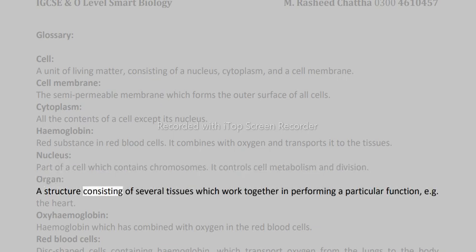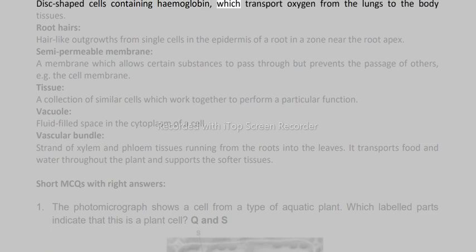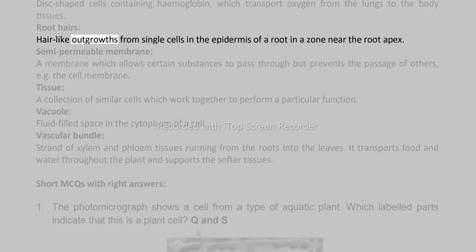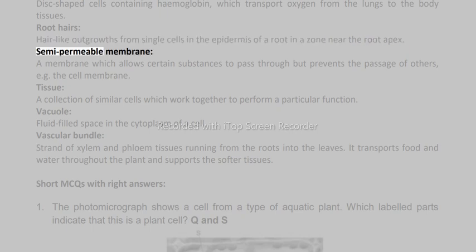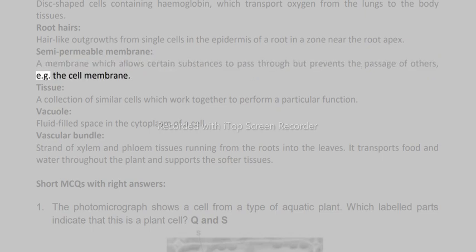Organ, a structure consisting of several tissues which work together in performing a particular function, e.g. the heart. Oxyhemoglobin, hemoglobin which has combined with oxygen in the red blood cells. Red blood cells, disc-shaped cells containing hemoglobin which transport oxygen from the lungs to the body tissues. Root hairs, hair-like outgrowths from single cells in the epidermis of a root in a zone near the root apex. Semipermeable membrane, a membrane which allows certain substances to pass through but prevents the passage of others, e.g. the cell membrane.